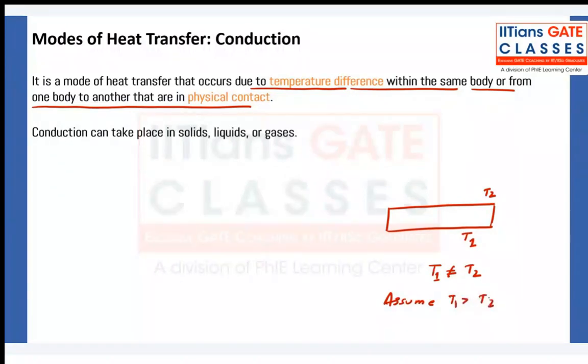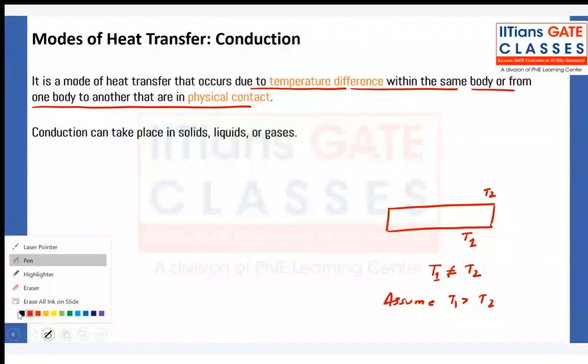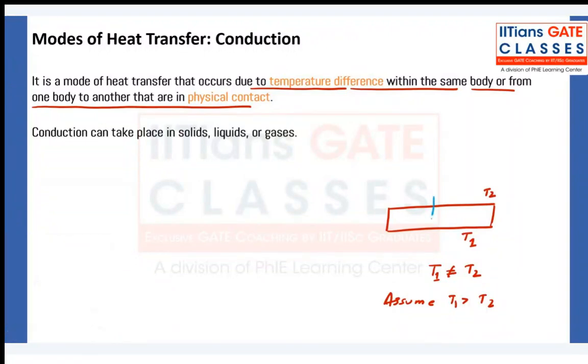According to the second law of thermodynamics, heat transfer will happen from high to low temperature. It will happen in this direction, Q, because this is high temperature and this is low temperature. So see, is it satisfying all the conditions?